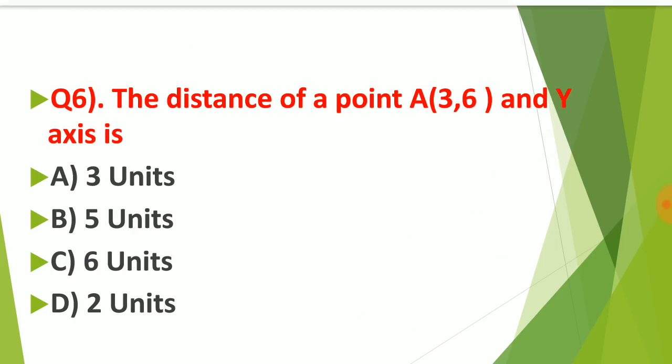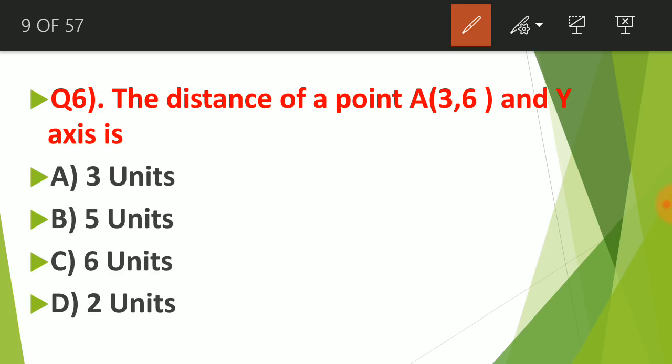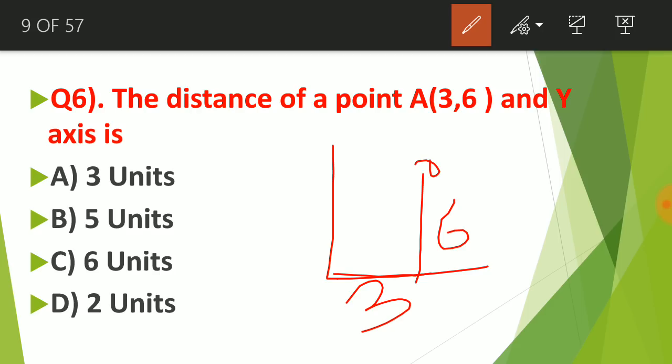Now let us move to question number 6. The distance of the point A (3,6) from the y-axis, if you see this is 3 units, this is 6 units, and this is equal to this, parallel, they are parallel, so it is 3 units far from the y-axis.